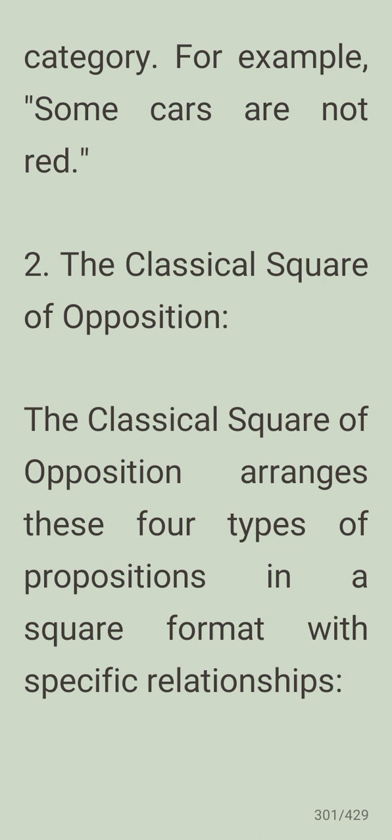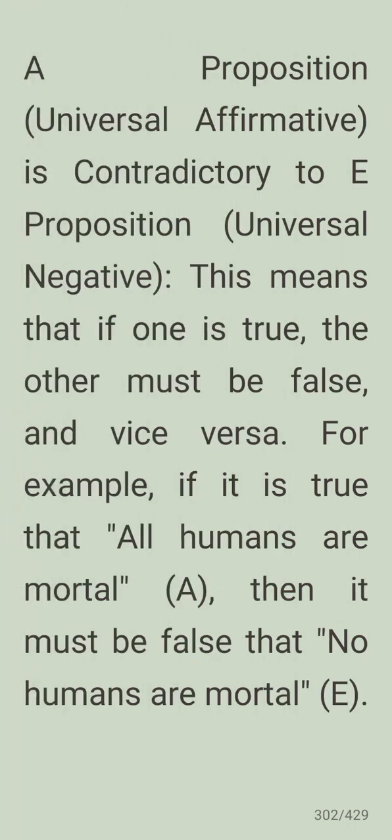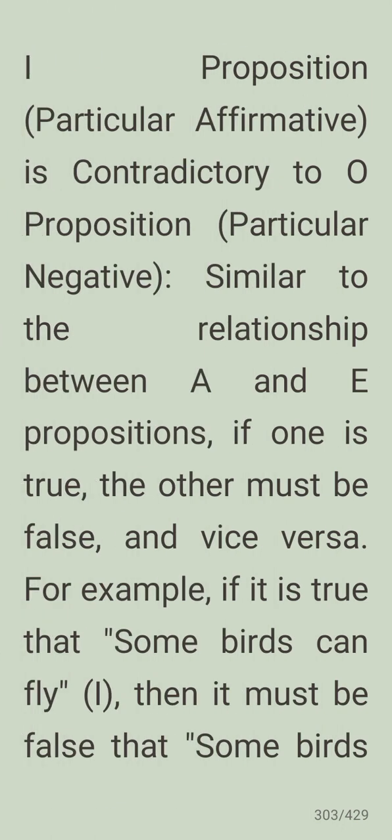The classical square of opposition arranges these four types of propositions in a square format with specific relationships. A proposition, universal affirmative, is contradictory to E proposition, universal negative. This means that if one is true, the other must be false and vice versa. For example, if it is true that all humans are mortal, then it must be false that no humans are mortal. I proposition, particular affirmative, is contradictory to O proposition, particular negative, similar to the relationship between A and E propositions. If one is true, the other must be false and vice versa. For example, if it is true that some birds can fly, then it must be false that some birds cannot fly.